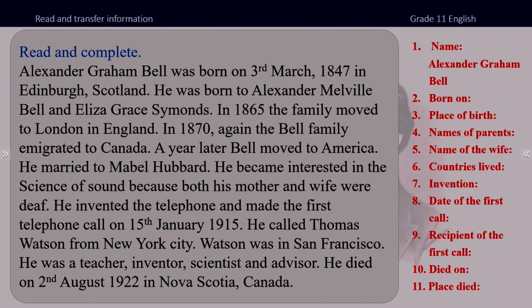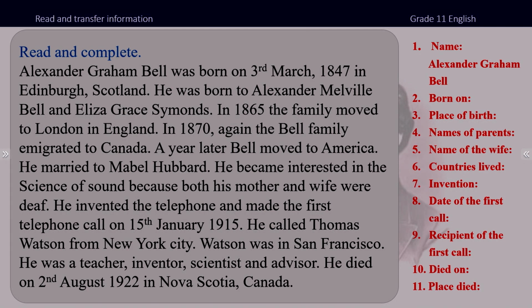Alexander Graham Bell was born on 3rd March 1847 in Edinburgh, Scotland. He was born to Alexander Melville Bell and Eliza Grace Simons. In 1865, the family moved to London in England. In 1870, again the Bell family emigrated to Canada. A year later, Bell moved to America.